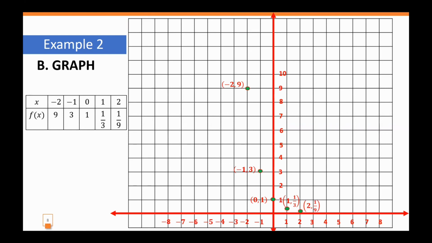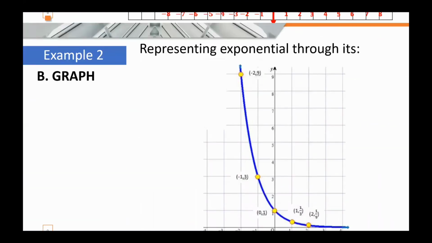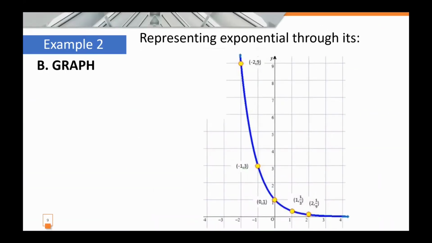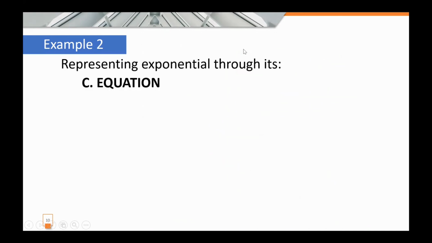If we're going to trace the points, that will result in a smooth curve. So here, this is the graph of the given table of values. As you can see, the graph is decreasing. Now, let's proceed in determining the equation.